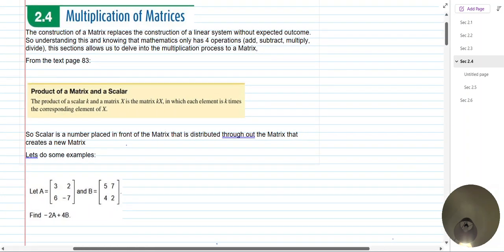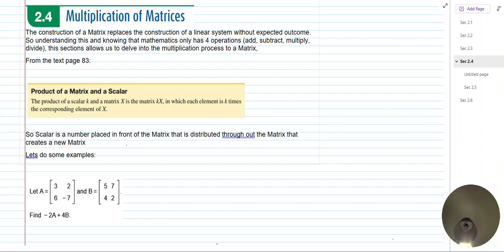Okay, we're starting section 2.4. We've done addition and subtraction, and we learned more about using our matrix key on the TI-84 and 83. And now we're going to talk about multiplication of matrices.